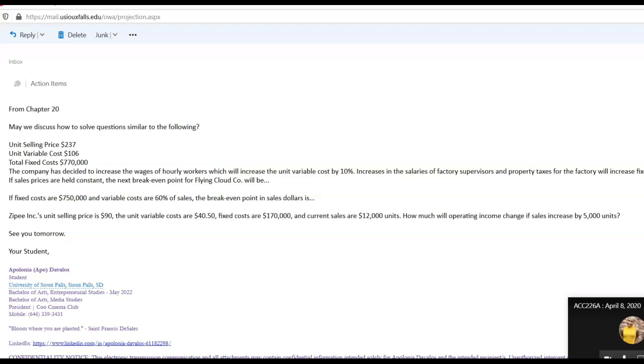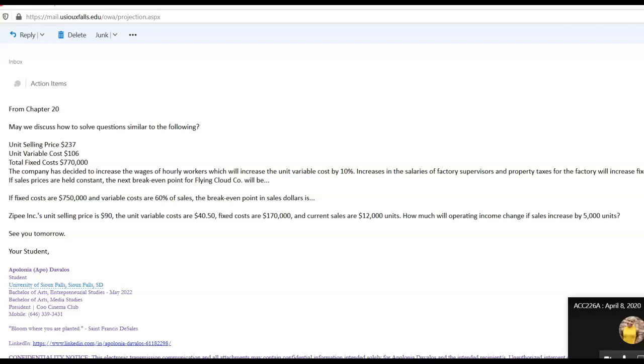Well, that's 800,800. So there's your new fixed cost. That divided by your contribution margin per unit of $120.40, which we just calculated. That tells us then the new break-even point will be approximately 6,651 units. Okay?